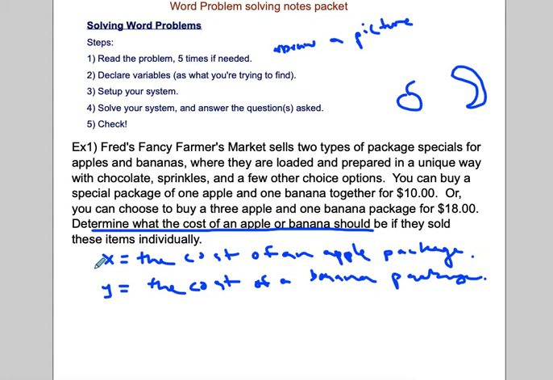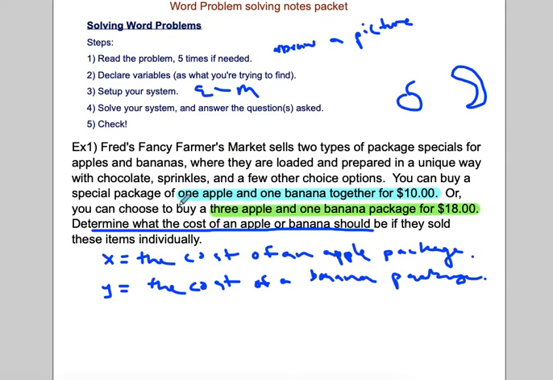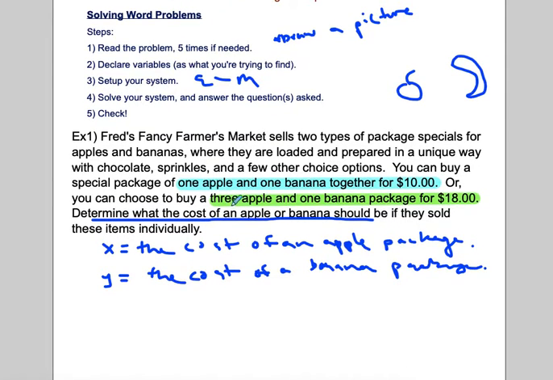Step 3, set up your system. So now this is where we convert English to math. When I look at these sentences, I can bust out maybe my highlighter here. Well, that sounds fun. So you can buy a special package of 1 apple and 1 banana together for 10 bucks. And the other thing that's important is you can buy a 3 apple and 1 banana package for 18 bucks. So look for the special words in here and highlight them, underline them, do what you got to do to make them stick out in your brains.